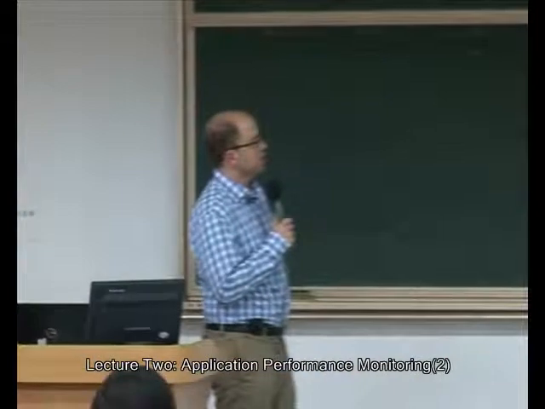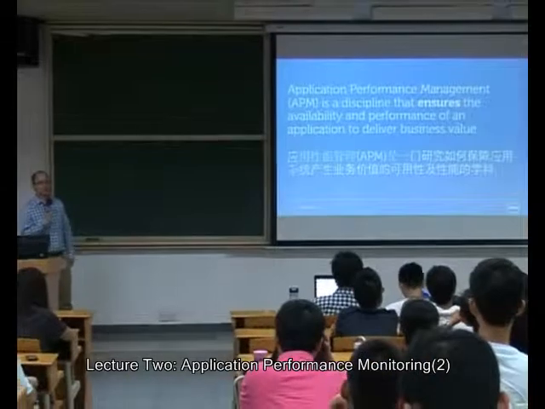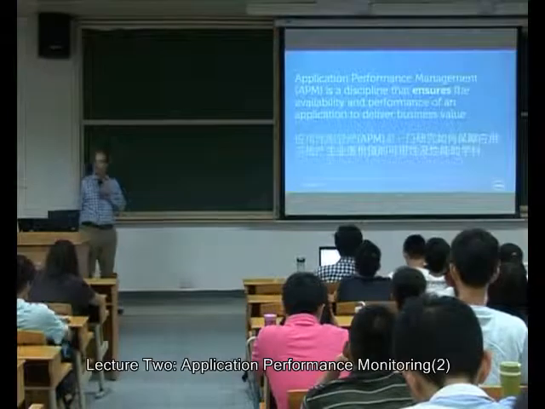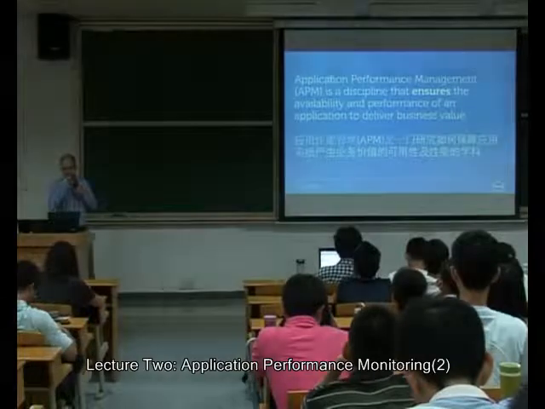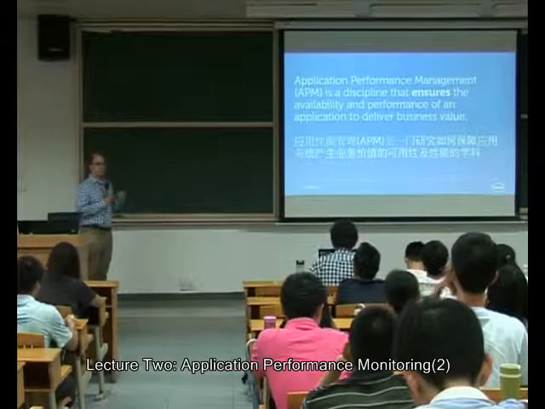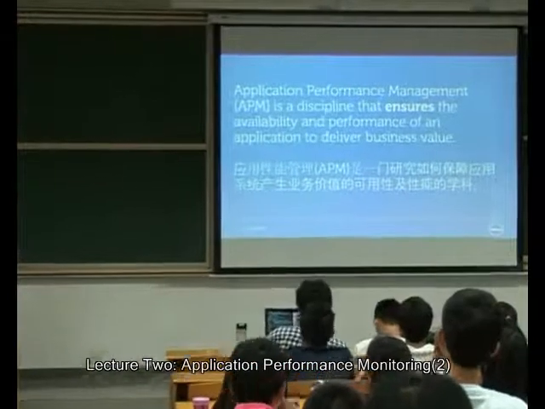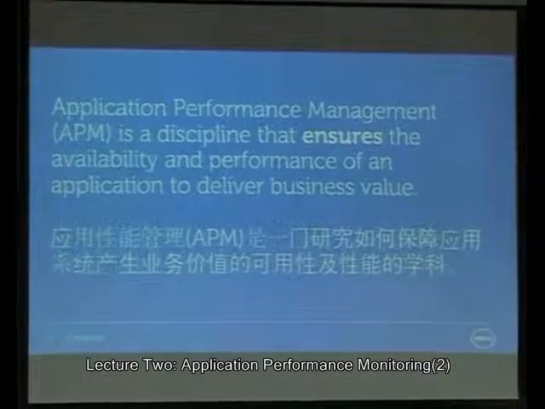Application performance management is a discipline that ensures availability and performance of an application to deliver its business value. So that's the system. Jeff said it earlier, management is the system, monitoring is the function. So there's more details there. Again, the idea is that you're ensuring that the application can do what it's supposed to. So if you've got a student registration website, is it working?